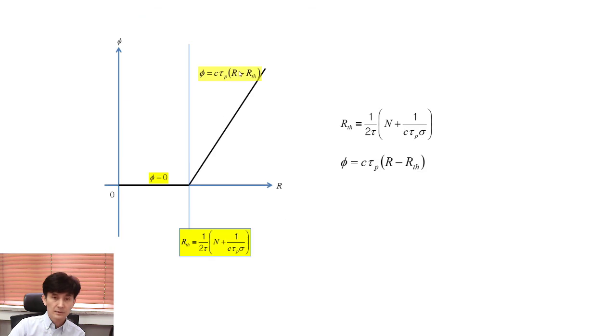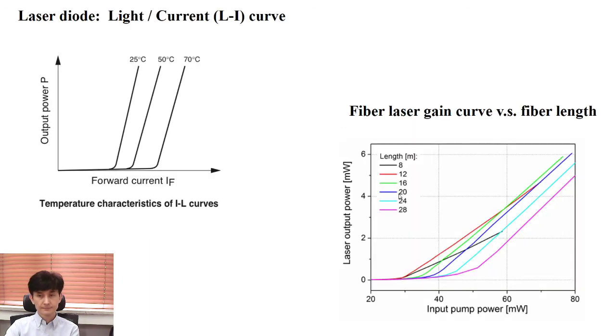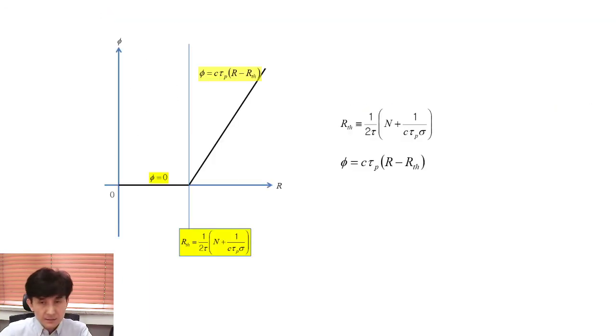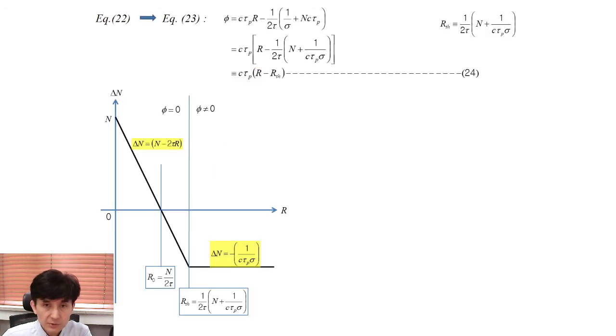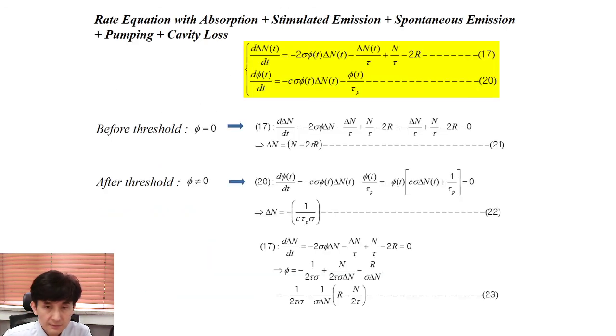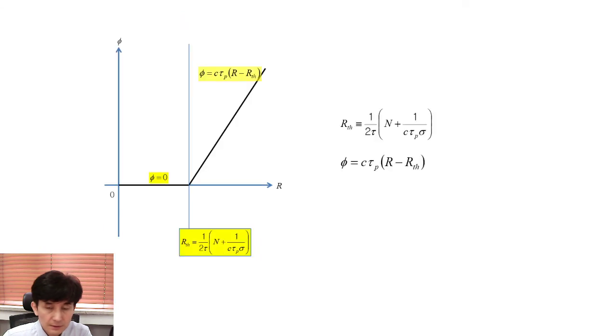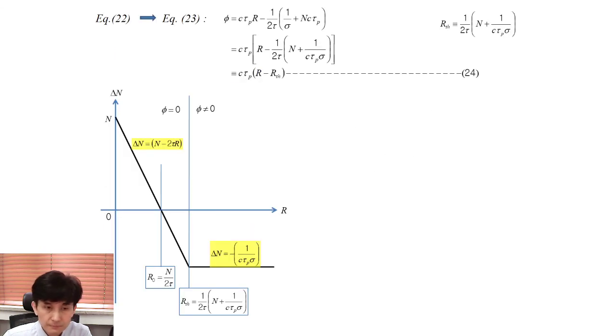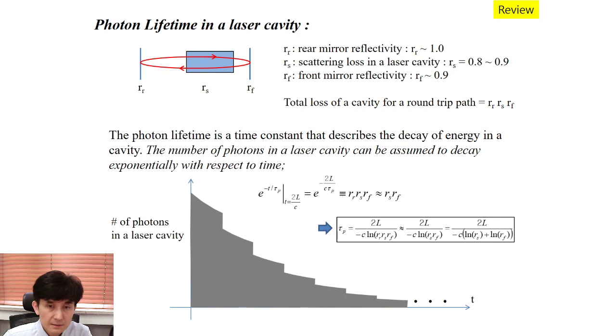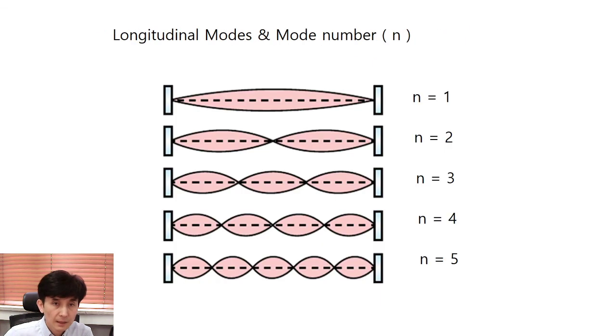And the slope and threshold are modeled by the parameters we define here: tau p, sigma, the number of atoms, the lifetime of the excited state atom, and so on. But this is about the second part of rate equations, and these curves are important, and you need to understand these curves. That's about it.